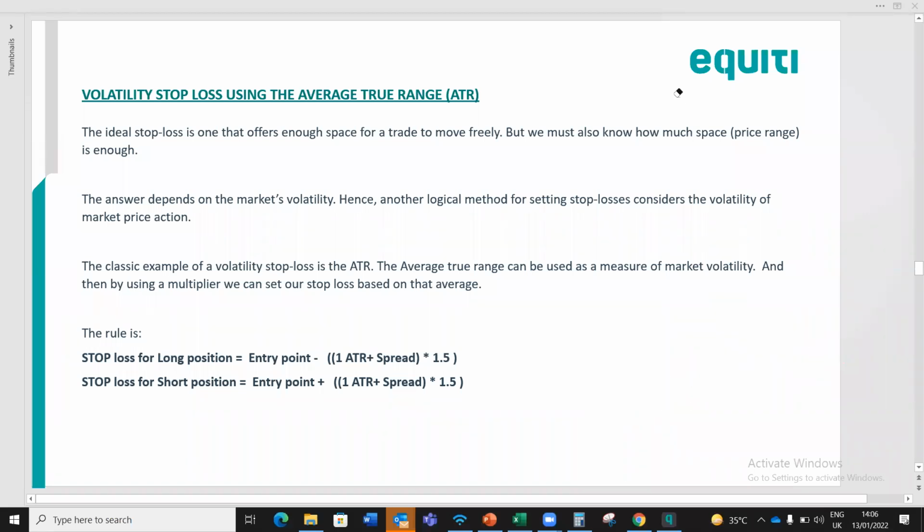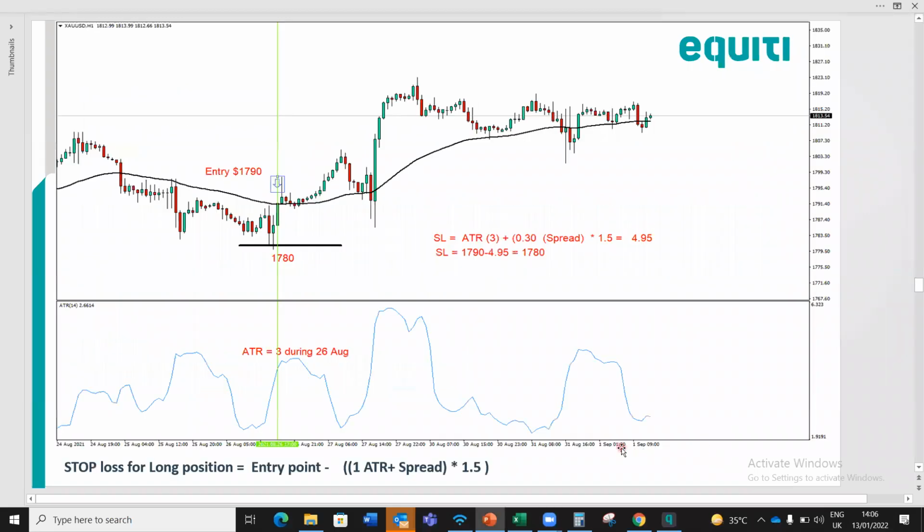So let's see how it works. Looking at this chart now of gold on an hourly time frame, what's the ATR value we can find here? 2.6, right? If you look closely, you're going to see the ATR value 2.6. So we can use the approximate value of 3.